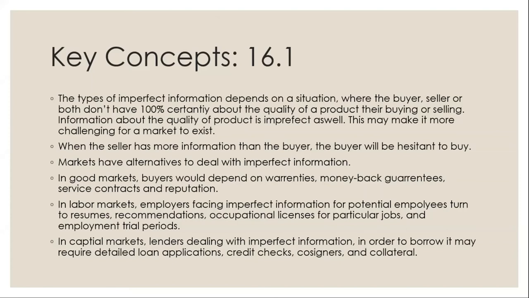Markets have alternatives to deal with imperfect information. In goods markets, buyers would depend on warranties, money-back guarantees, service contracts, and reputation. In labor markets, employers facing imperfect information about potential employees turn to resumes, recommendations, occupational licenses for particular jobs, and employment trial periods. In capital markets, lenders dealing with imperfect information will require, in order to borrow anything, a detailed loan application, credit checks, a cosigner, as well as collateral.